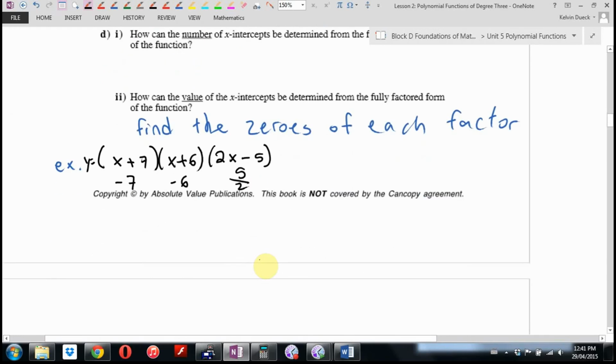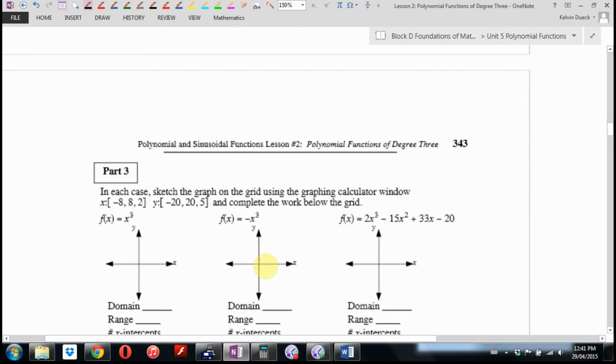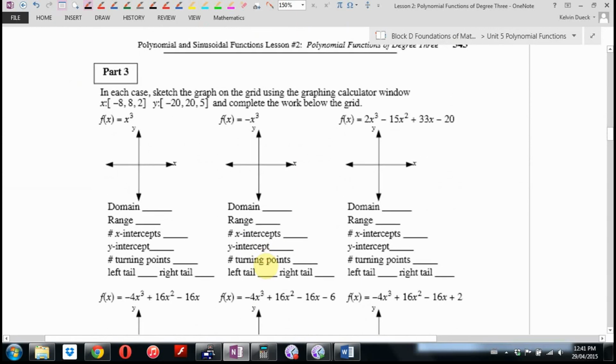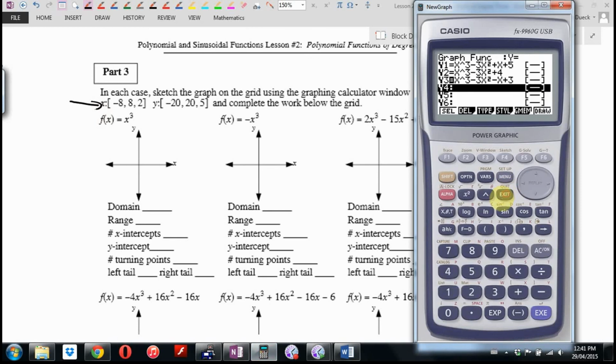Let's keep going. Turn the page. So it says, in each case, we're going to be doing lots of very, very quick graphing here. So you got your graphing calculator out? Hey, Brianna, first thing we're going to do is change our view window. So, you ready? Delete all the graphs that you have. I guess we're not going to reuse them.